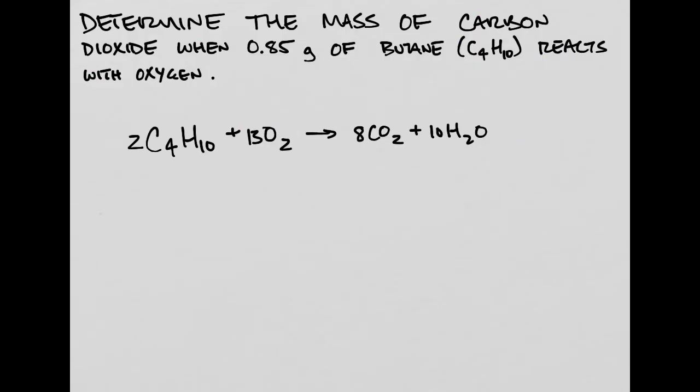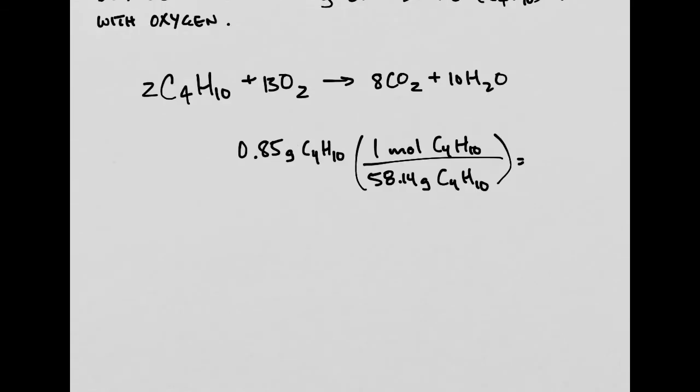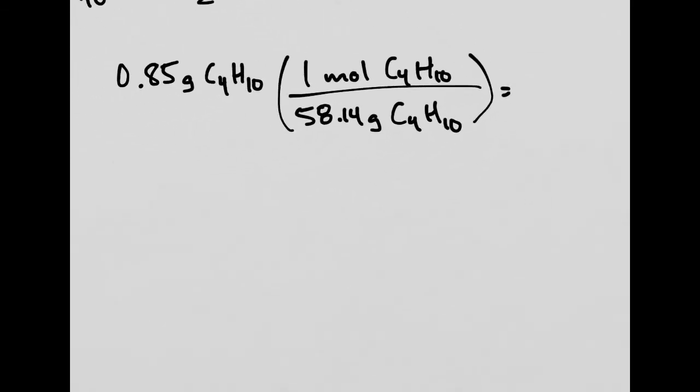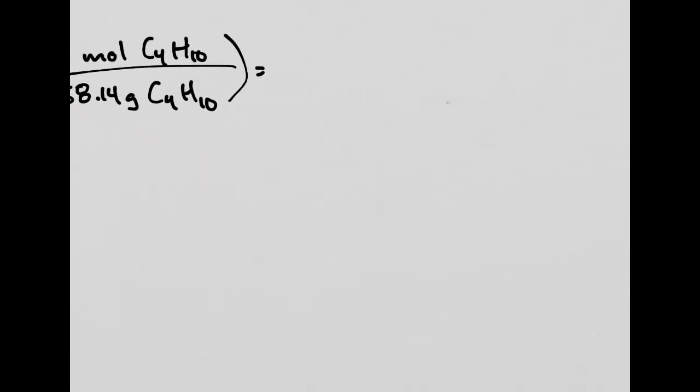I think you all know how to do this, but I'm going to go through the process and do it for you. So this is the setup. My equivalency is right here. I got this number by consulting the periodic table, multiplying carbon's molar mass times 4 and hydrogen's molar mass by 10 to get 58.14. This is my given that I have here. And when we crank this out, we get the answer of 0.015 moles of C4H10.